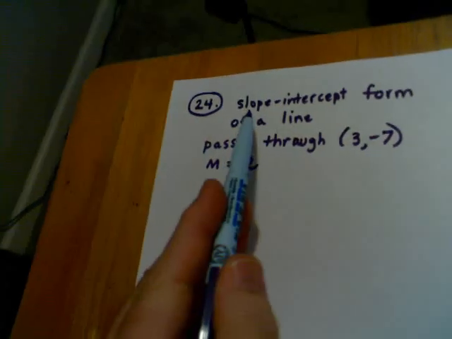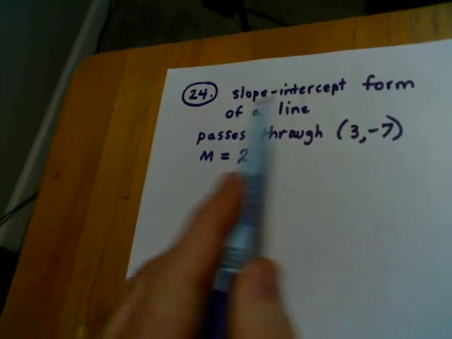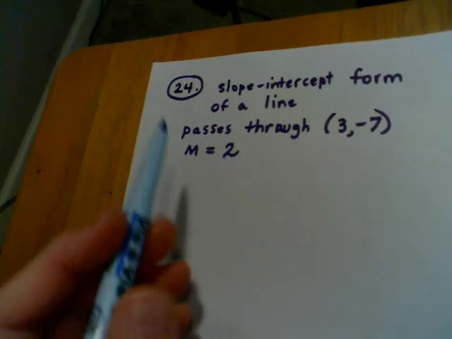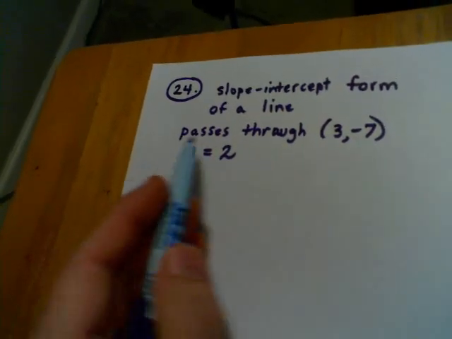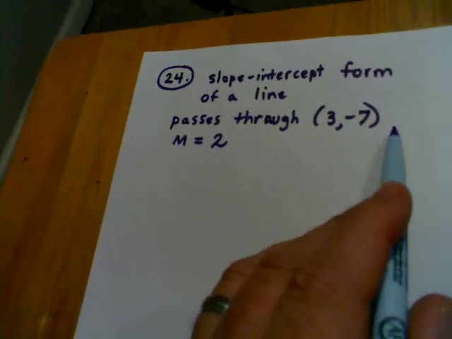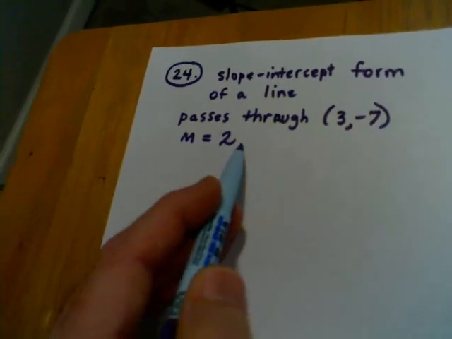So let me take you to the piece of paper. All right, here's question number 24. We're asked to find the slope-intercept form of a line, or slope-intercept equation of a line, and we're given data. It passes through the ordered pair 3, -7, and the slope is 2.